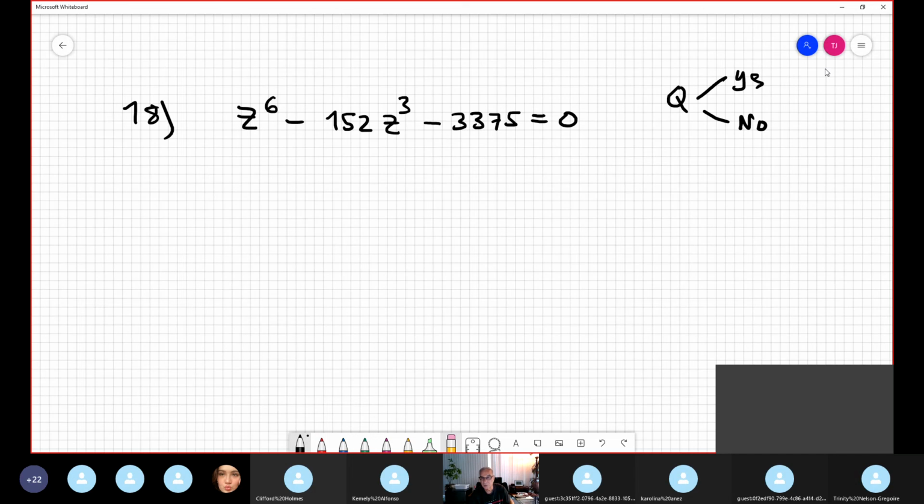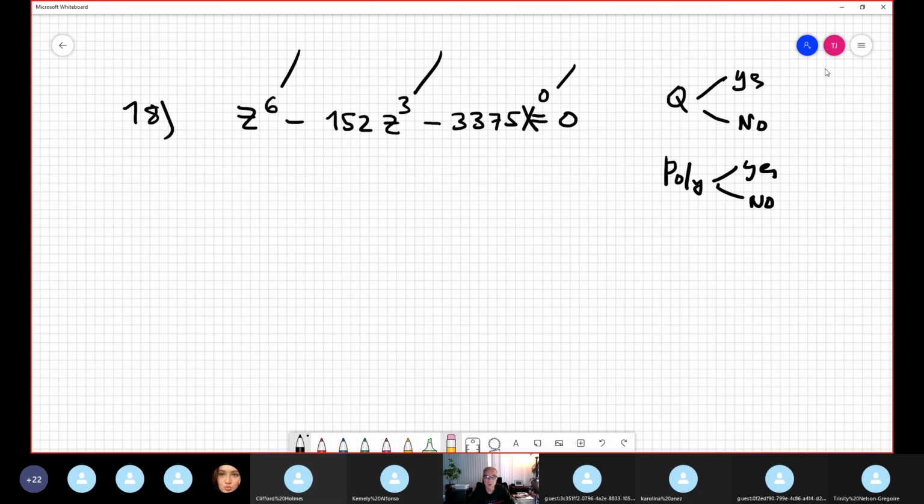It's a polynomial, no? Es polinomio. Dylan says no. Come on, opinion. Yes, it is a polynomial. But what's the idea behind a polynomial? The exponents are whole numbers. 6 is a whole number, 3 is a whole number, and here 0 is also a whole number. So the exponents in our problem are 6, 3, and 0. It's a polynomial.